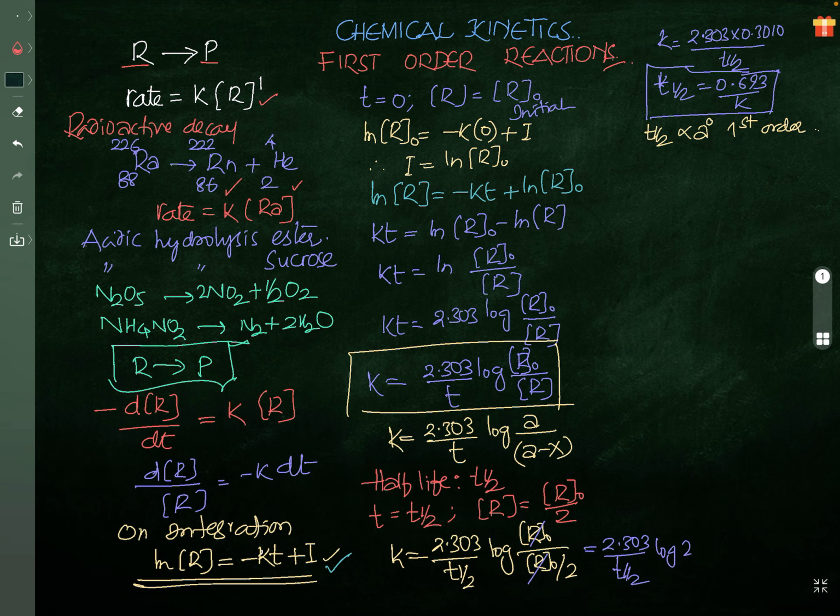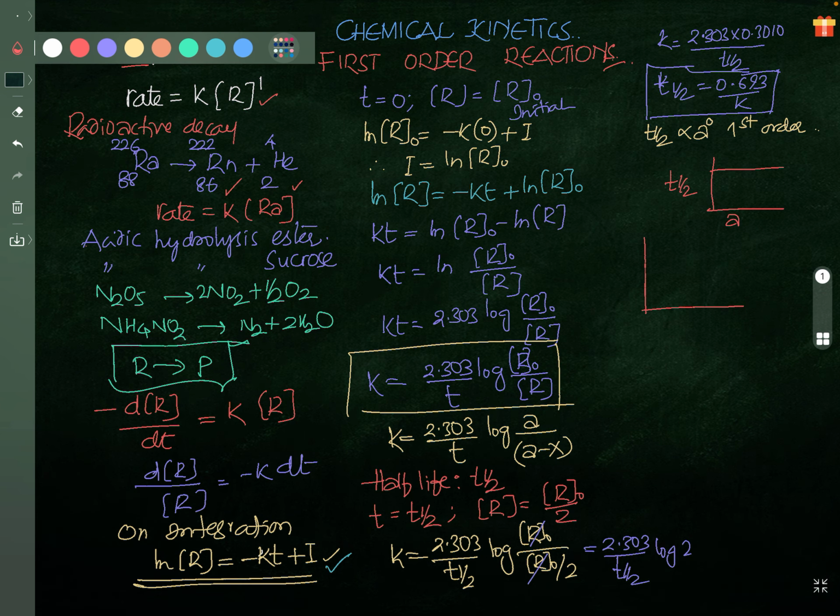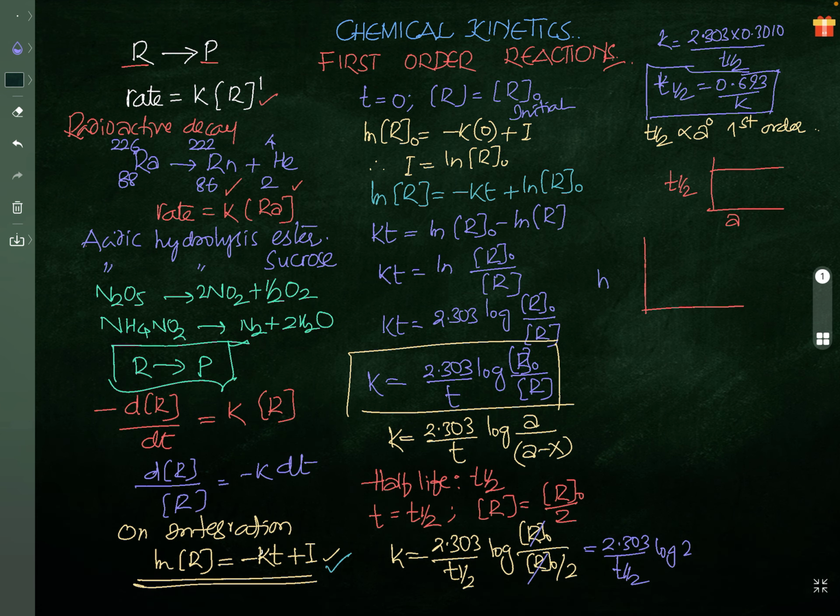If you want to take the t half graph, t half versus a, the graph line should be like this. Correct? Done. One more graph we'll take here: ln R versus time. The graph will have a negative slope with an intercept of ln R0, and the slope is minus k.